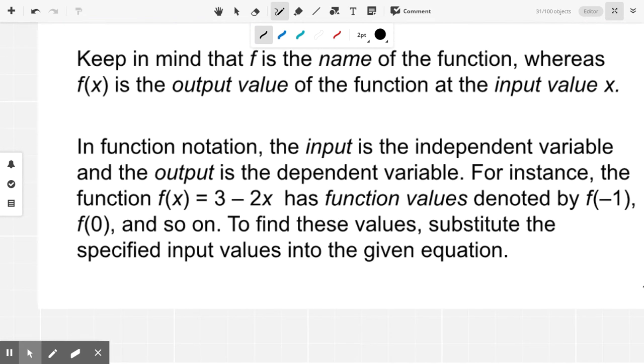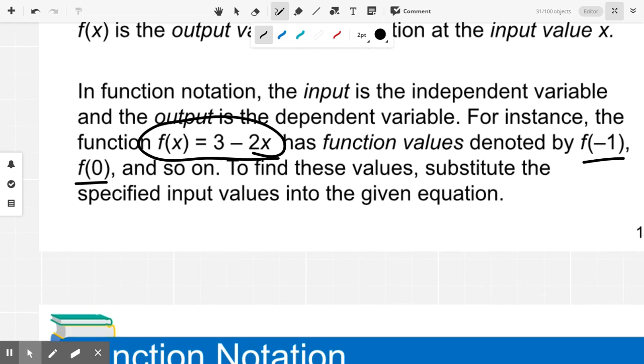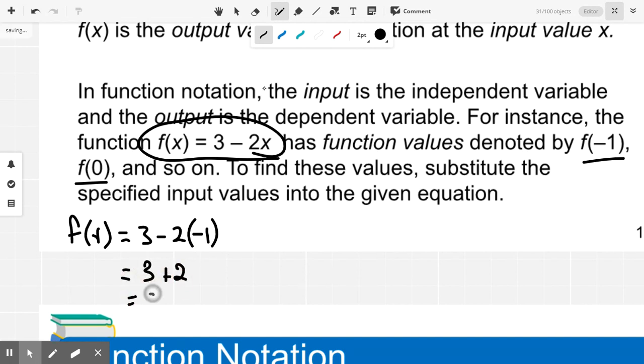All right. And what we want to be able to do is say we have this function value right here, or that function. What is the function value when the input is -1 and the input is 0? Right? So what we do is if we have f of -1, okay, notice -1 is my input, so my x is my input over here. So all I do is I'm going to put -1 in for x, and then I'm going to end up with 3 plus 2 equals 5.